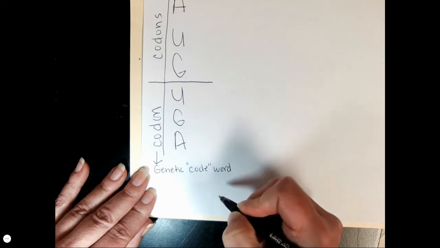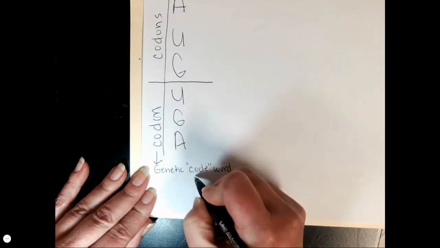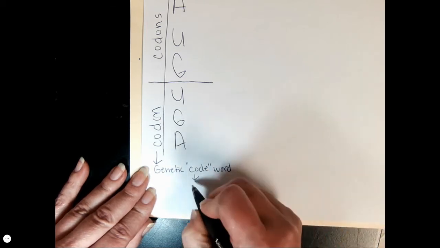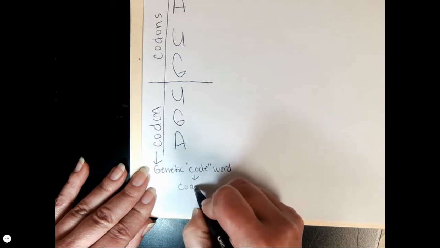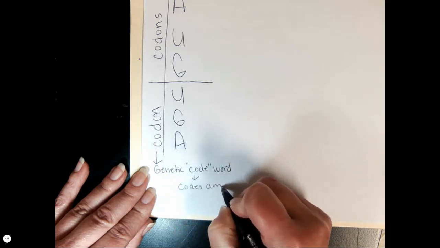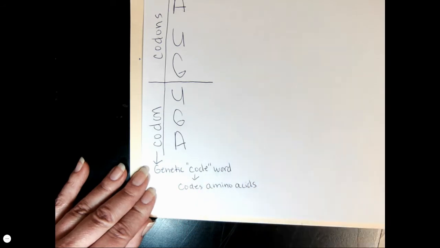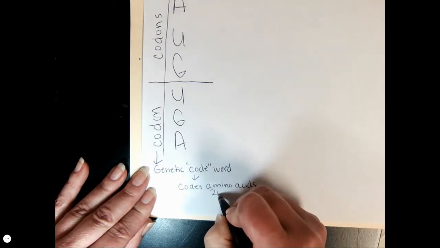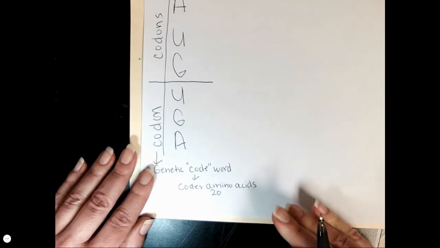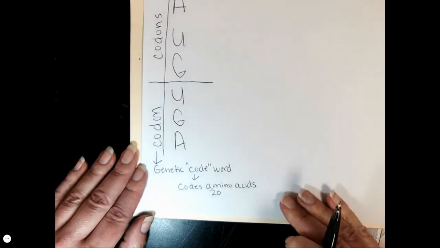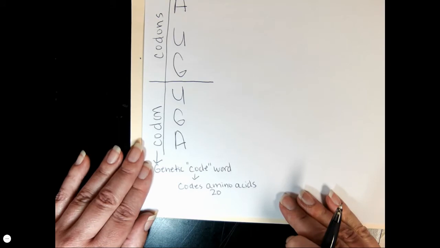And these genetic code words code for one of 20 different amino acids. So amino acids, if you remember, are the monomers or the building blocks of proteins. So again, there are 20 amino acids, which makes proteins the most diverse group of biomolecules.